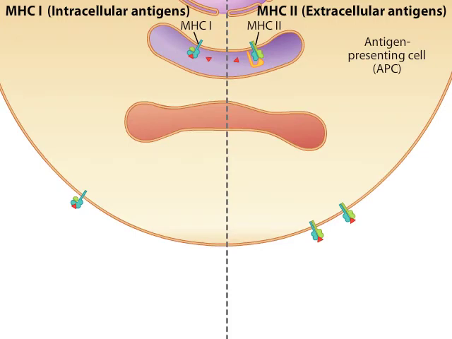The stronger the binding of the antigens to these MHC surface proteins, the easier it is for T cells to recognize the complex. Once decorated with antigen, the professional antigen-presenting cell travels to lymph nodes where it presents its antigens to T cells.